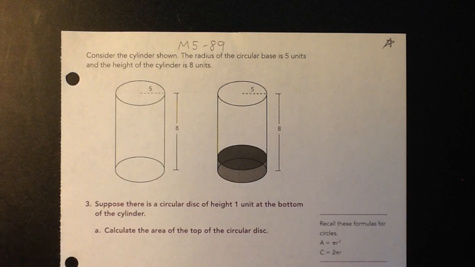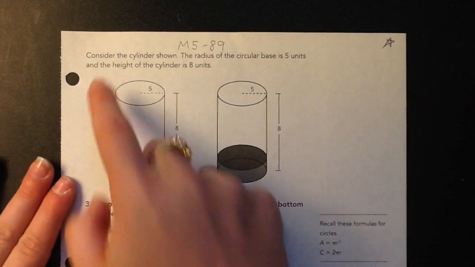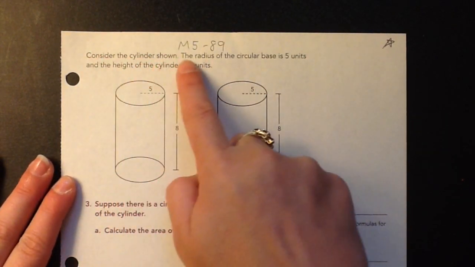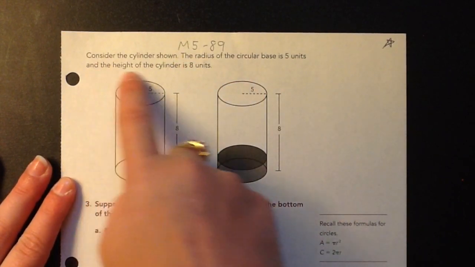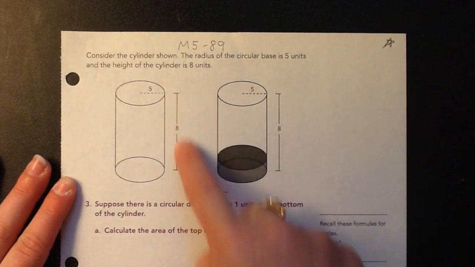All right, here we have M5-89. So it says, consider the cylinder shown. The radius of the cylinder base is 5 units. We can see that here. And the height of the cylinder is 8 units.